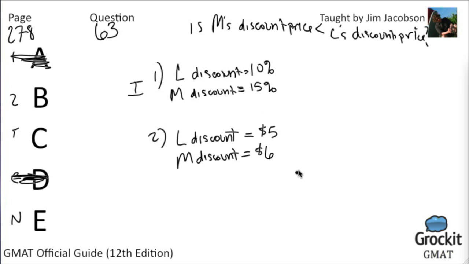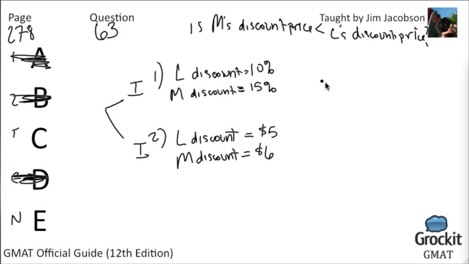So if M costs $100 normally and L costs $50 normally, taking $6 off of 100, you still have a much higher final price than taking $5 off of 50. So this is insufficient on its own, and we can get rid of choice B. All that's left is the two in conjunction. But here we actually have some useful information.